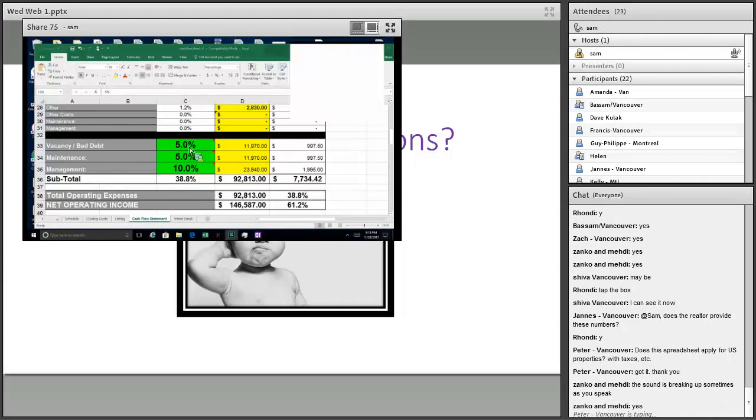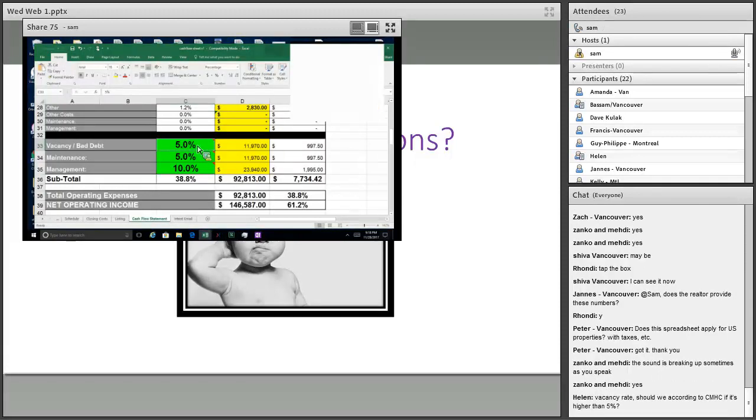Okay, good. All right. So vacancy is 5%. If the vacancy was 7% in a particular area, we would go higher. The vacancy rate according to CMHC, if it's higher than 5%, then you're going to go higher than 5%. Just go in 5s to be safe. So if it was 7, I'd go to 10. If it was 12, I'd go to 15. Just go in 5s, just to make sure that you're covered. We'd rather err on the side of putting too much away for vacancy than too little.